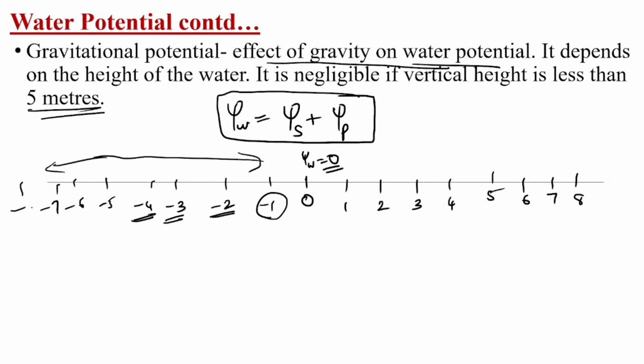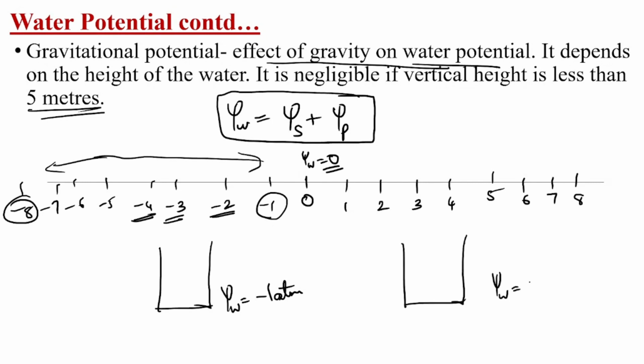That means obviously -8 is far less than -1, right? So -1 is greater than -8, something like this. Consider a beaker having a water potential of -1 atmosphere. Another beaker having a water potential of -8 atmospheres. That means -1 is more, the number -1 is more. That means this beaker is having more water potential than this beaker. Here the water potential is very less.